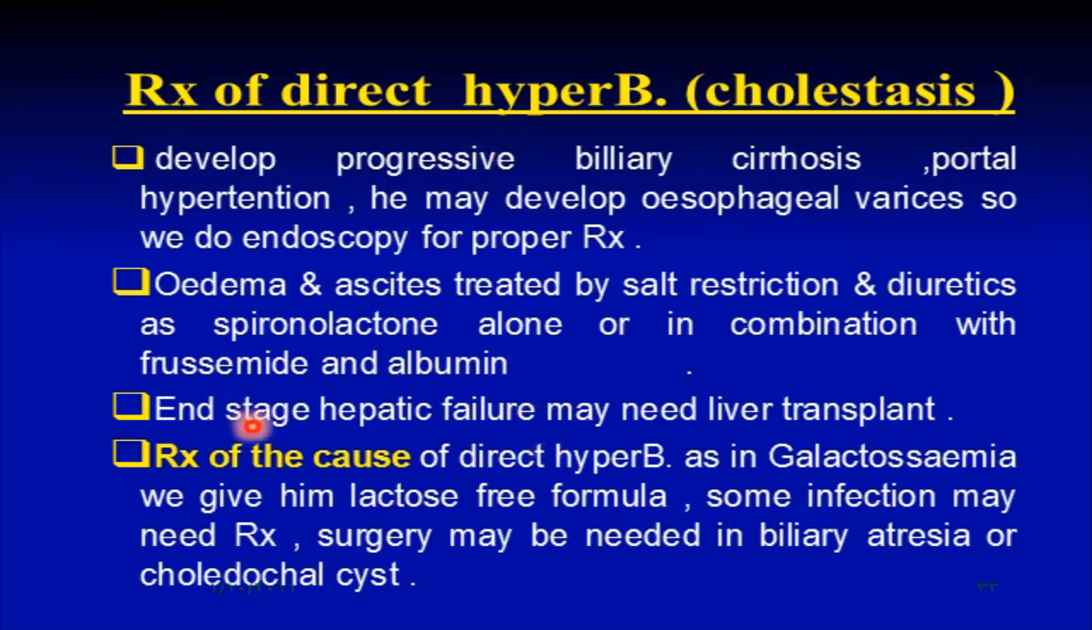Now, this is supportive treatment, and then the treatment of the cause of direct hyperbilirubinemia. Accordingly, as in galactosemia, we can give him lactose-free formula. Some infections may need treatment. Surgery may be needed in cases of biliary atresia and choledochal cyst, and so on.